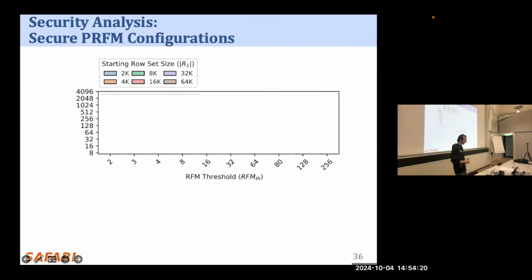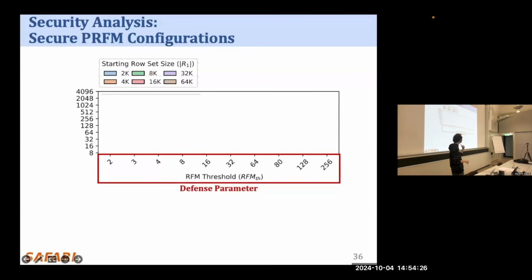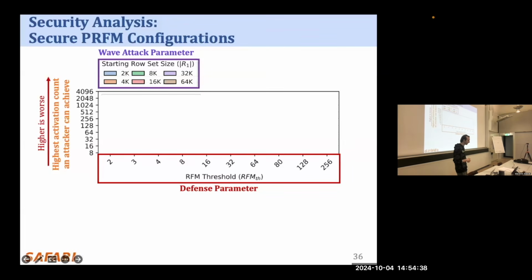So I will share our configurations and security analysis results. On the x-axis, we will see the defense parameters that we set while we are configuring these mechanisms. On the legend for PRFM, we will see the attacker parameter, that is the wave attack size, the number of rows they start the attack with. And on the y-axis, we will see the number of activations possible to a single row. I will show an example on how to read this figure first.